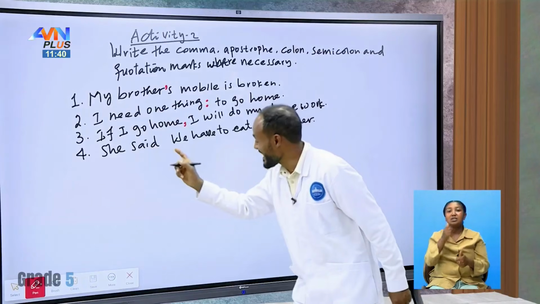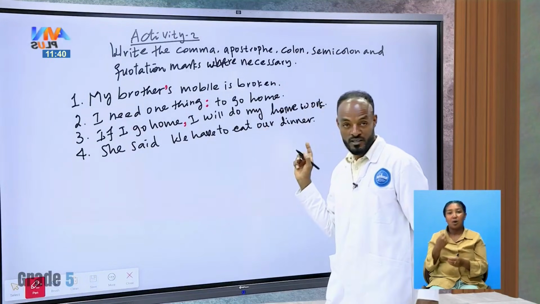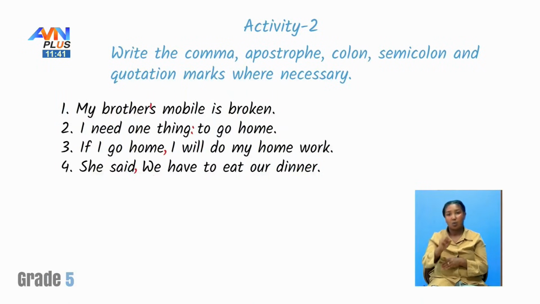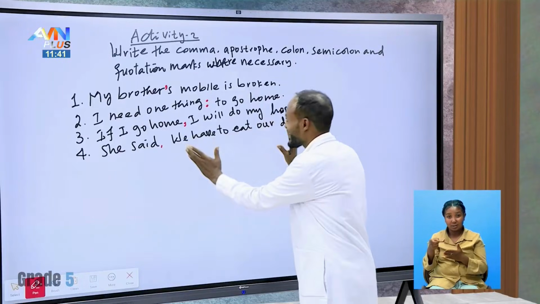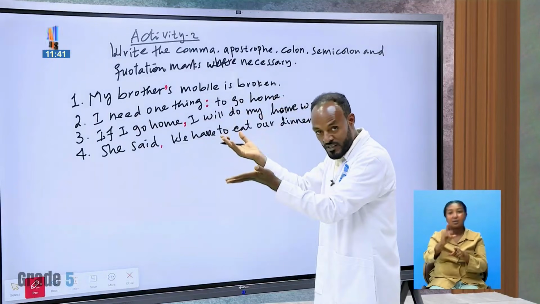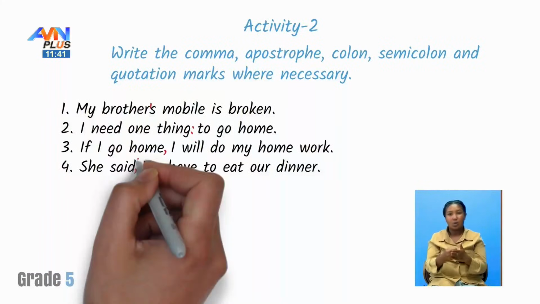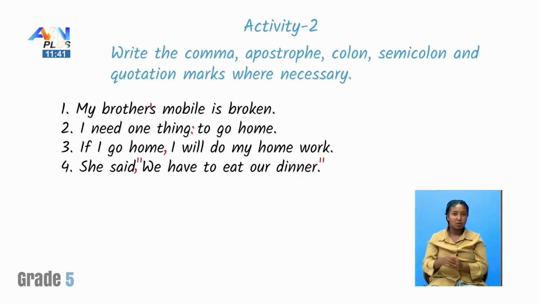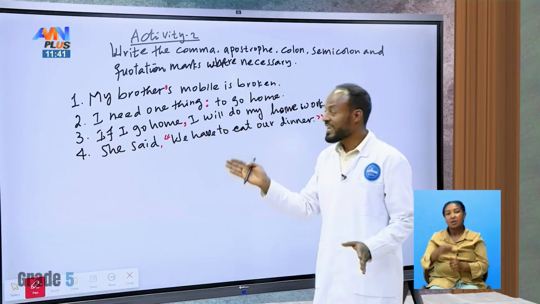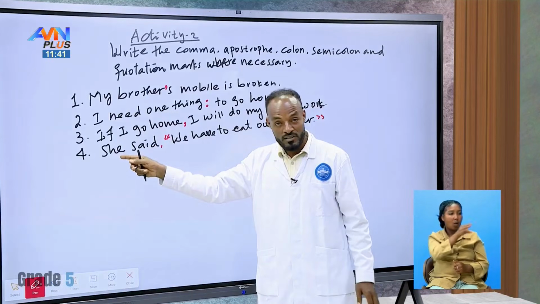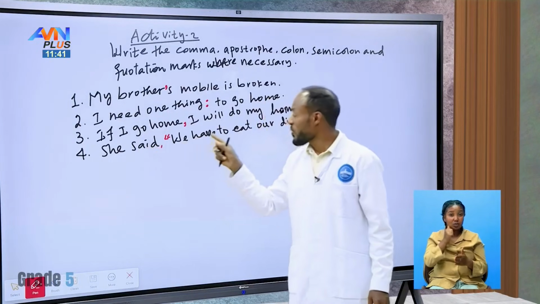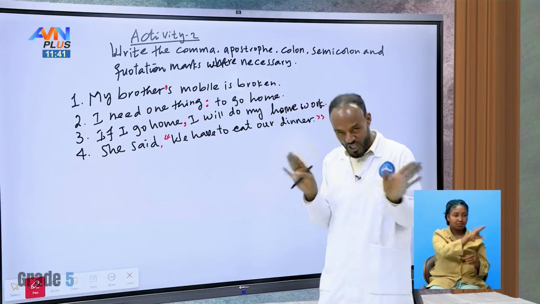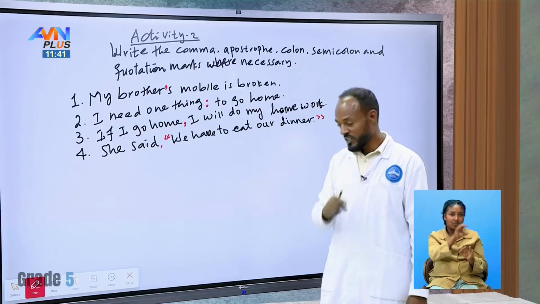Nice. She said, we have to eat our dinner. What do we have to put here? A comma, because this is what someone has said directly. Another one is that there should be a quotation mark here, and also here, because it's what she said. So she said, "We have to eat our dinner." Directly we took them. We didn't change anything. Is that correct? Good students.